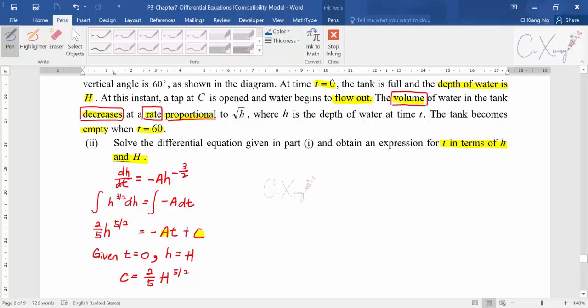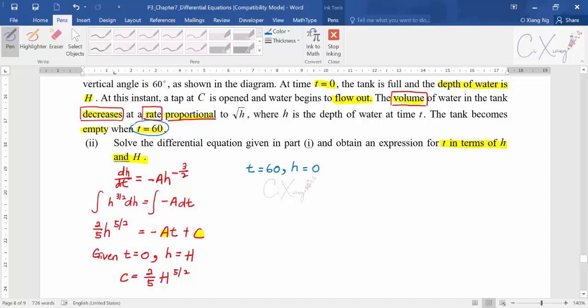They give you another piece of information, right? When t equals 60, the tank becomes empty. So when the tank becomes empty, what does that mean? It means that the height becomes 0, because height is the depth of the water, right? So the H equals 0.